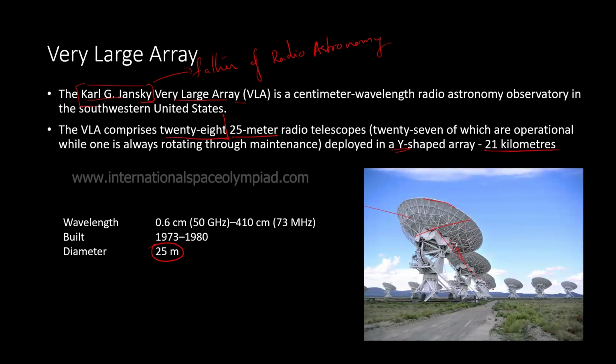See, this arm has only 3 and 3, so it is only 9. You can see a part here, this is only 10. Now there are some 18 of them there, and they all together form the shape of a Y, and together act as a single telescope, and that is called the VLA, or Very Large Array telescope.